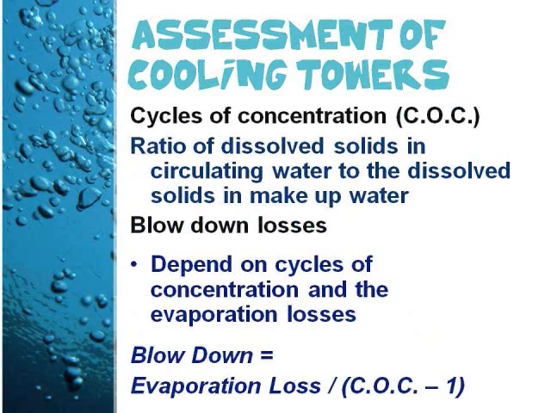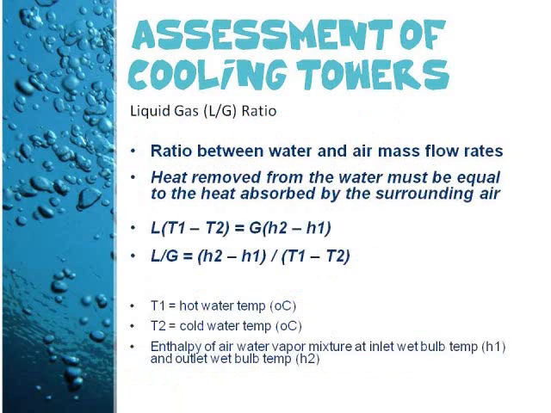Cycles of concentration, or the COC, is the ratio of dissolved solids in circulating water to the dissolved solids in makeup water. Blowdown losses depend upon cycles of concentration and the evaporation losses. And lastly, liquid-gas ratio is the ratio between the water and the air mass flow rates. The formulas that can be used are the following. L times (T1 minus T2) equals G times (H2 minus H1), or L over G equals (H2 minus H1) over (T1 minus T2).